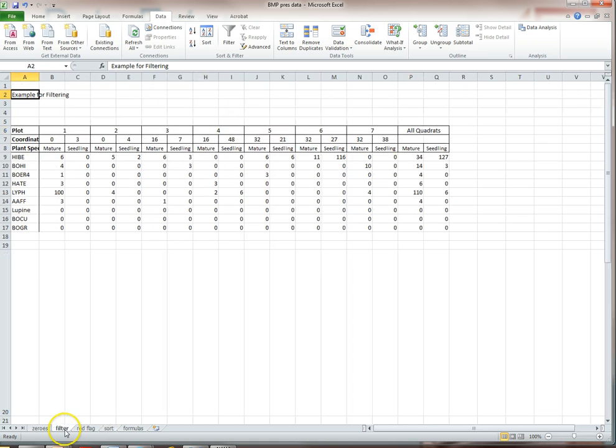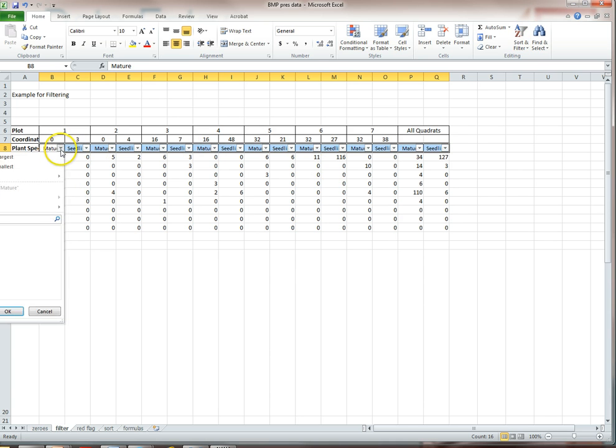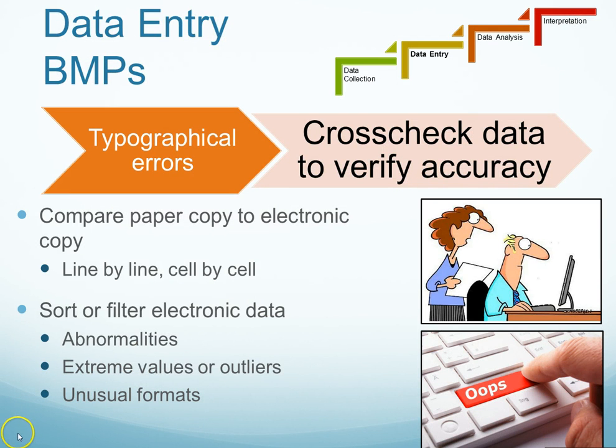Let's look at one other example, and this is showing how you can use filtering. In this case, we would highlight these cells here and turn on the filter feature. And then we can look at different columns and see what the values are. We see that 100 is very different from the other values, and that would raise a red flag that maybe we would go look at this 100. Maybe we would go look at this 116, etc. Okay, so that's how we can deal with typographical errors.